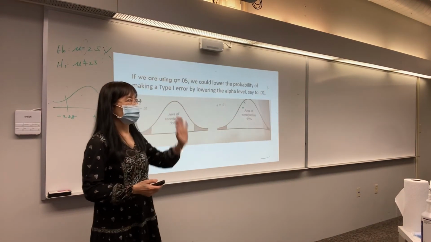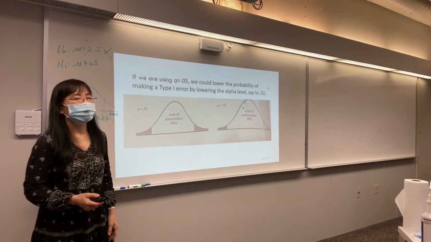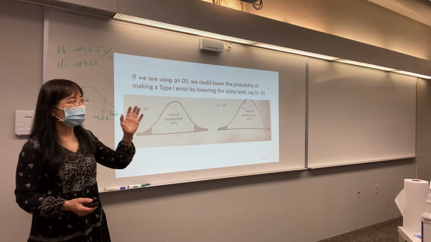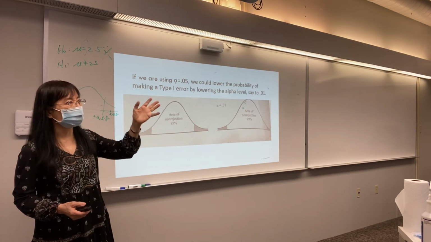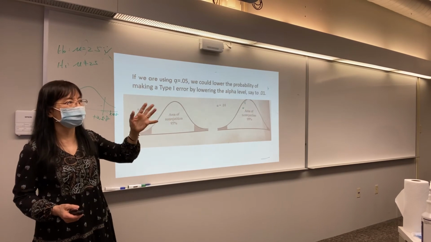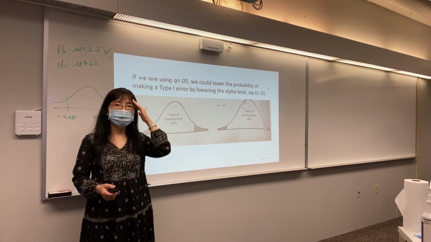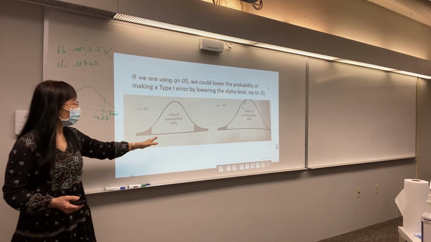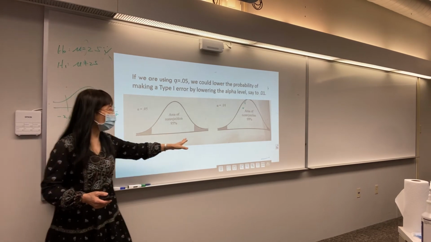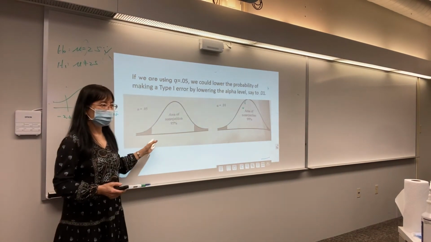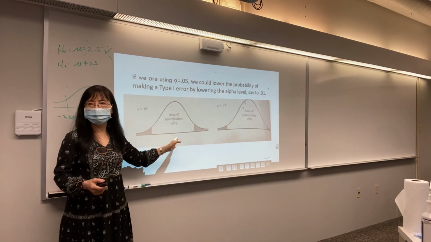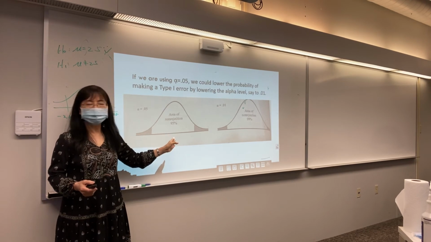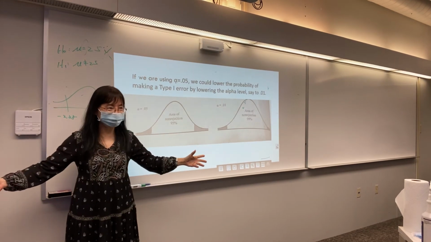Okay, so now, let's look at this. If we are using alpha level 0.05, we could lower the probability of making type 1 error by lowering the alpha level to 0.01. Think about this statement and why that's true. Look at 0.05. Look at 0.01. If you are applying for graduate school, which one do you want them to have? You want them to have the door open bigger so you can get in.